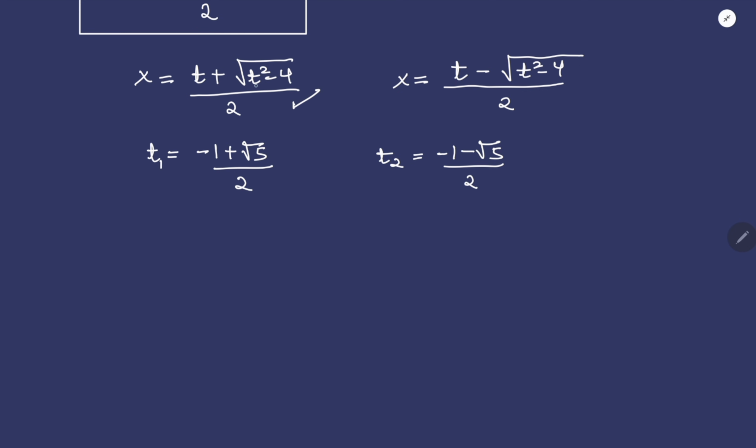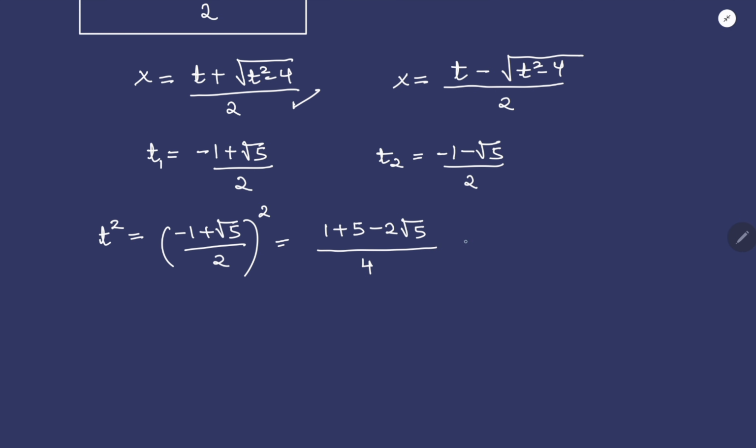In this equation it is t square. So can I find t square? What is t square? ((-1 + √5)/2) whole square, right? It will become 1 plus 5 minus 2 root 5, a square plus b square plus 2ab, but this is minus, so it will become minus 2 root 5, by 4. It will become (6 - 2√5)/4. And if I take 2 common in the numerator, it will become 2(3 - √5)/4. So this will cancel out and it will become 2.